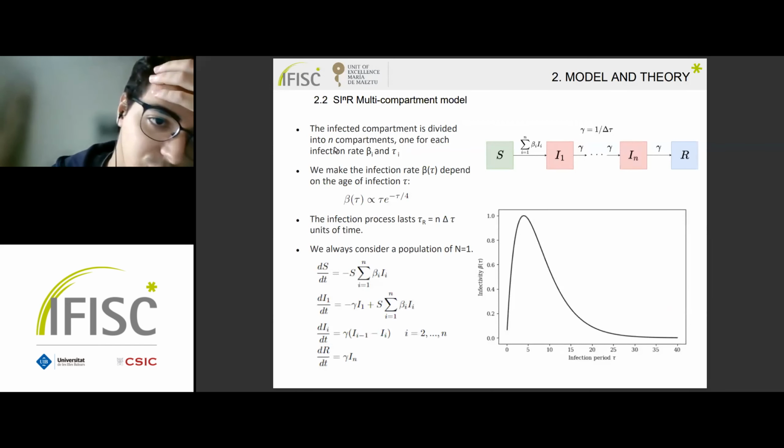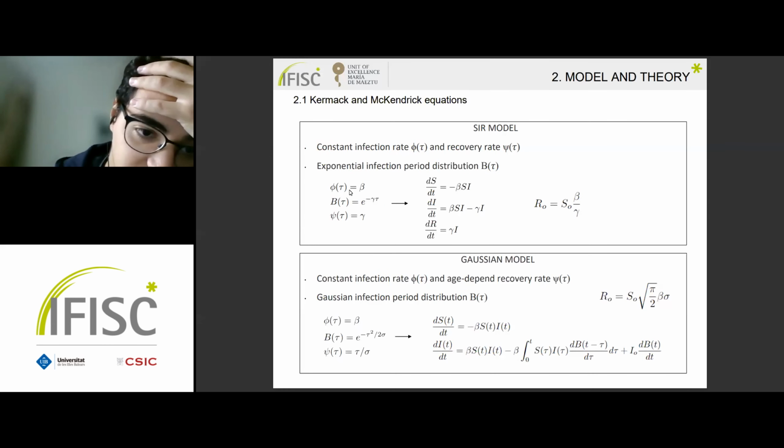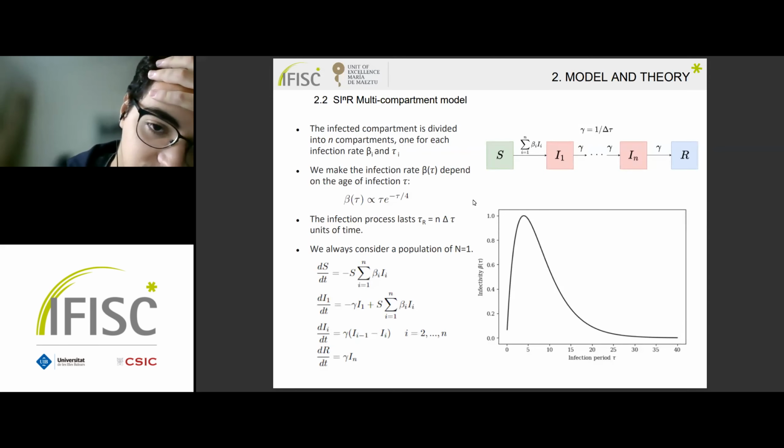Then we will jump to this multi-compartment formalism in order to deal with an infection rate that depends on tau, because this is something that we haven't done in the Kermack and McKendrick equations, because they become very difficult to analyze, as you may have seen from the thesis. And in this case, this multi-compartment model that we call SINR is simply an extension of the SEIR model.